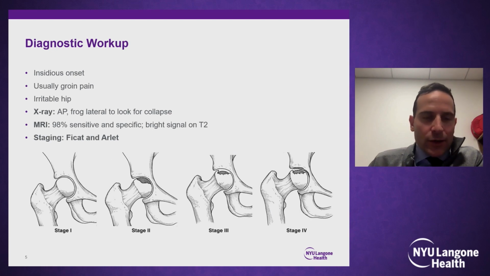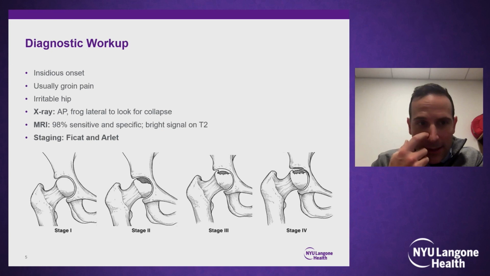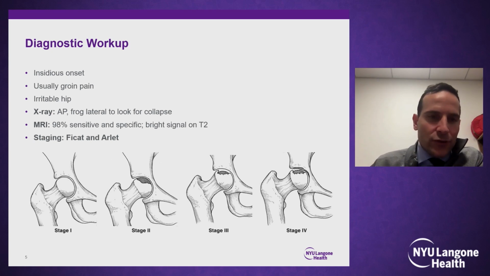In terms of our diagnostic workup, most of these patients are going to present insidiously. They may have had a course of prednisone for a rheumatological condition, any number of diseases, obviously with trauma as well. But it usually presents a little bit later. They'll have groin pain and an irritable hip on exam. X-ray is sort of your mainstay of staging and treatment here. You're going to look at your AP and your frog lateral to look for head collapse. We'll get into that staging in a second. MRI is very sensitive and specific, so that's kind of a no-brainer. You're going to get an MRI if you suspect AVN.